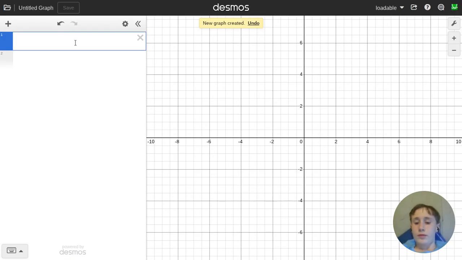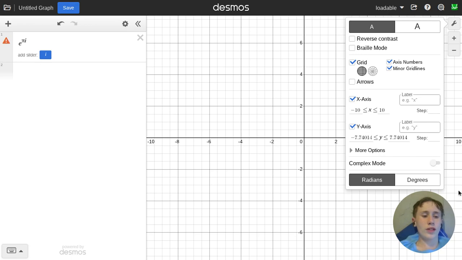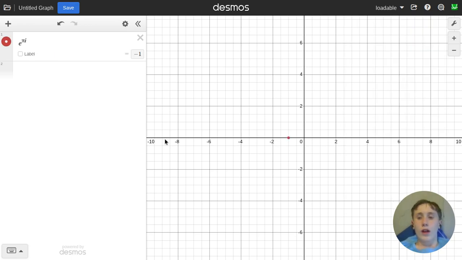So e to the pi i. Why doesn't it automatically turn on complex mode? Okay, so e to the pi i is Euler's identity. What else could I talk about? I think that's good for today. This doesn't really have a specific thing I'm going for. It's just putting a bunch of different topics into this, and then maybe someone will ask more about one of them.